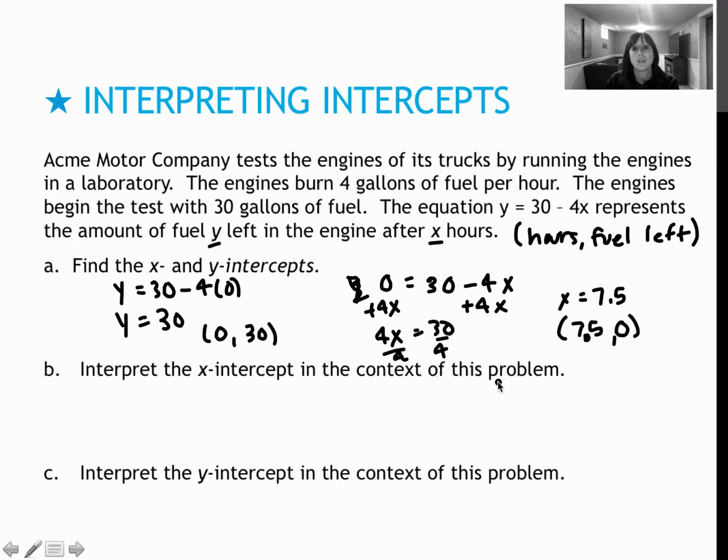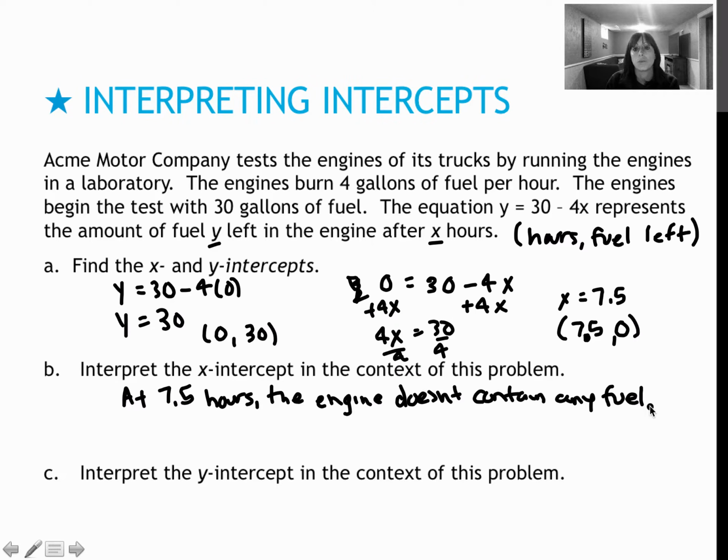So interpret the x-intercept in the context of the question. The x-intercept is this one, and so the x-intercept says at 7.5 hours, the engine doesn't contain any fuel, or there are 0 gallons of fuel left in the engine. There's a lot of different ways that you could say it, but essentially we're saying after 7.5 hours, all of the fuel is gone.